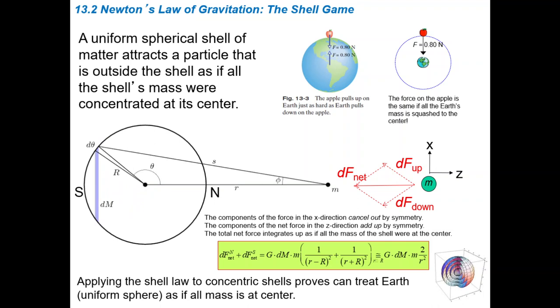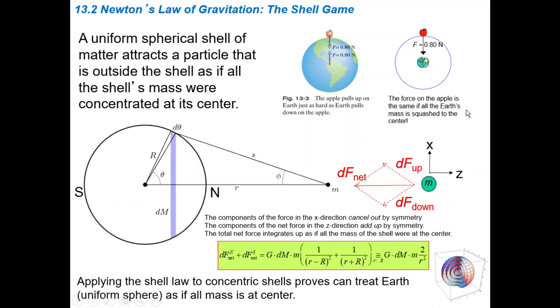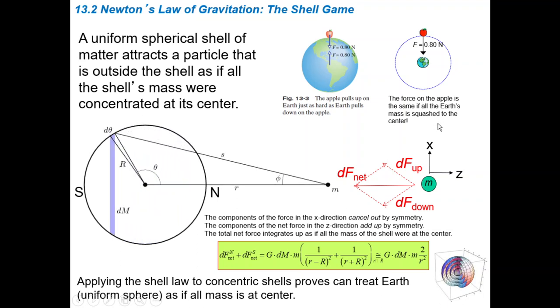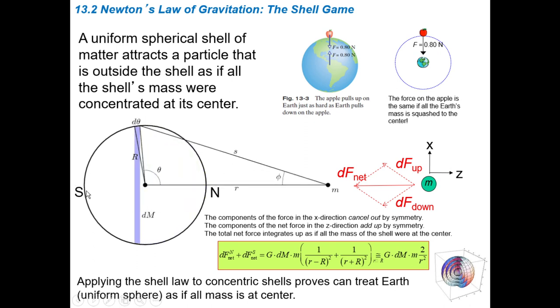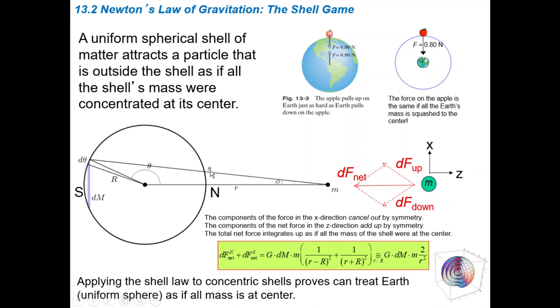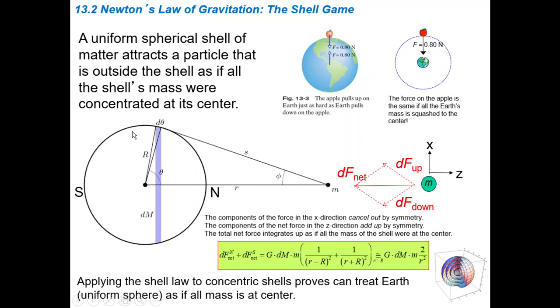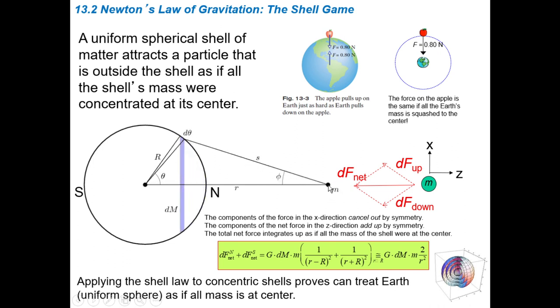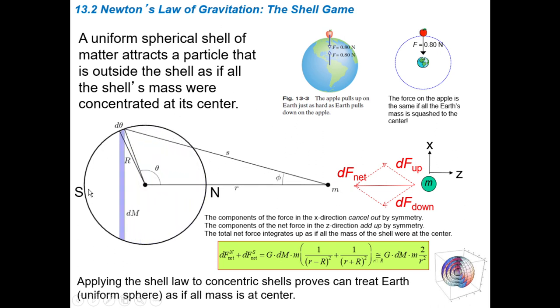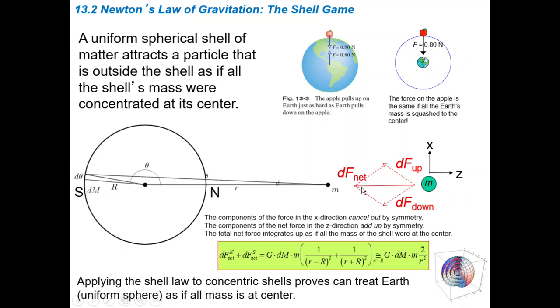So let's begin with the second picture. The force on the apple is the same as if all the Earth's mass is squashed to the center. As you can see from the illustration here, we have three components: S and M, and we have some S here, capital R, small s, d theta is the angle, and dm. As you can see, where it starts and where it ends is at a 180 degree angle.